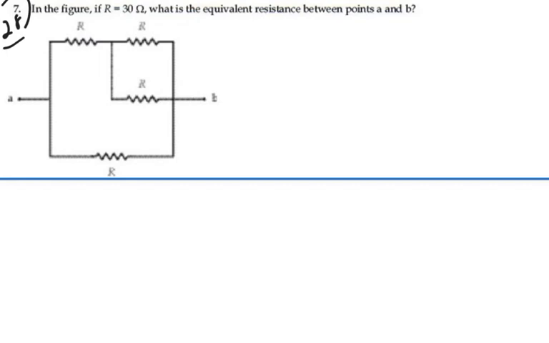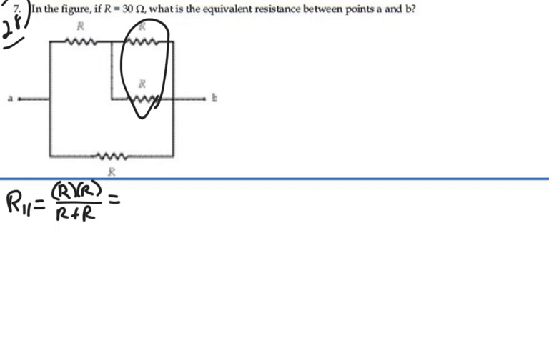But we do have a parallel combination right here. So let's do that first. And that R parallel will be product over the sum, R times R over R plus R, which would be R squared over 2R. One of the R's cancel out, and it's just R divided by 2. Or I could have just said it should be R divided by N, N being 2, so it's R divided by 2. Alright, so the circuit now looks like this.